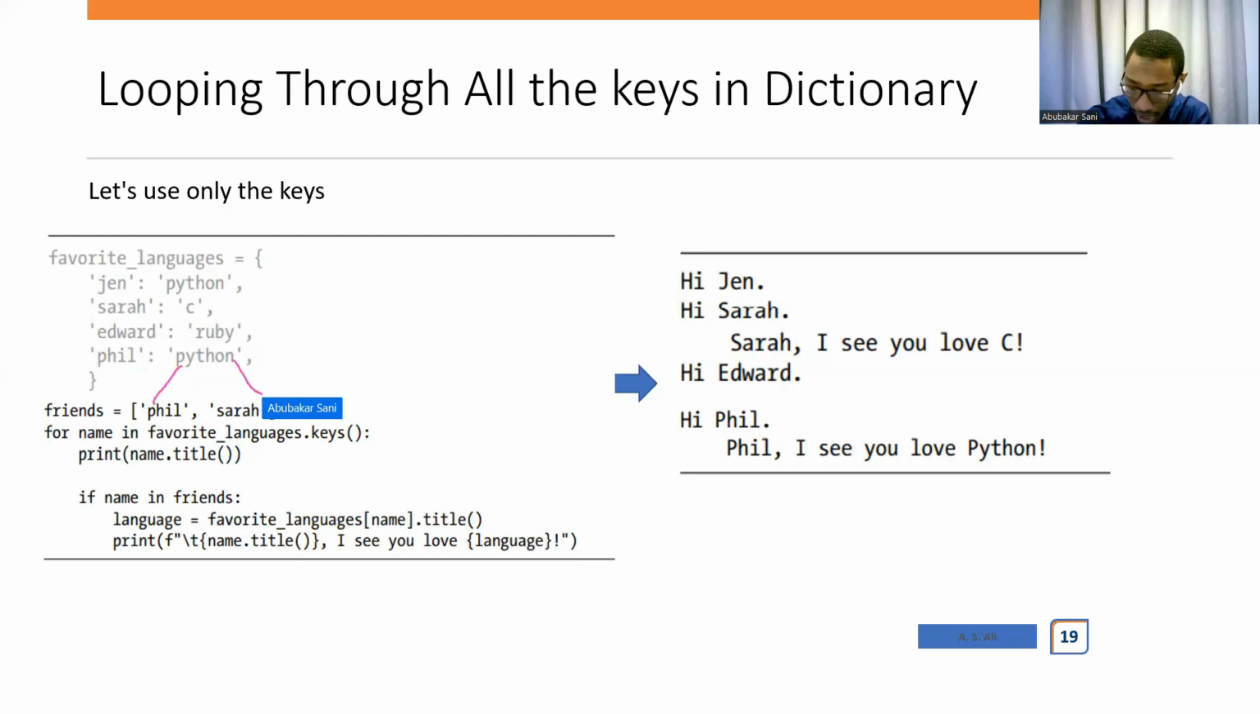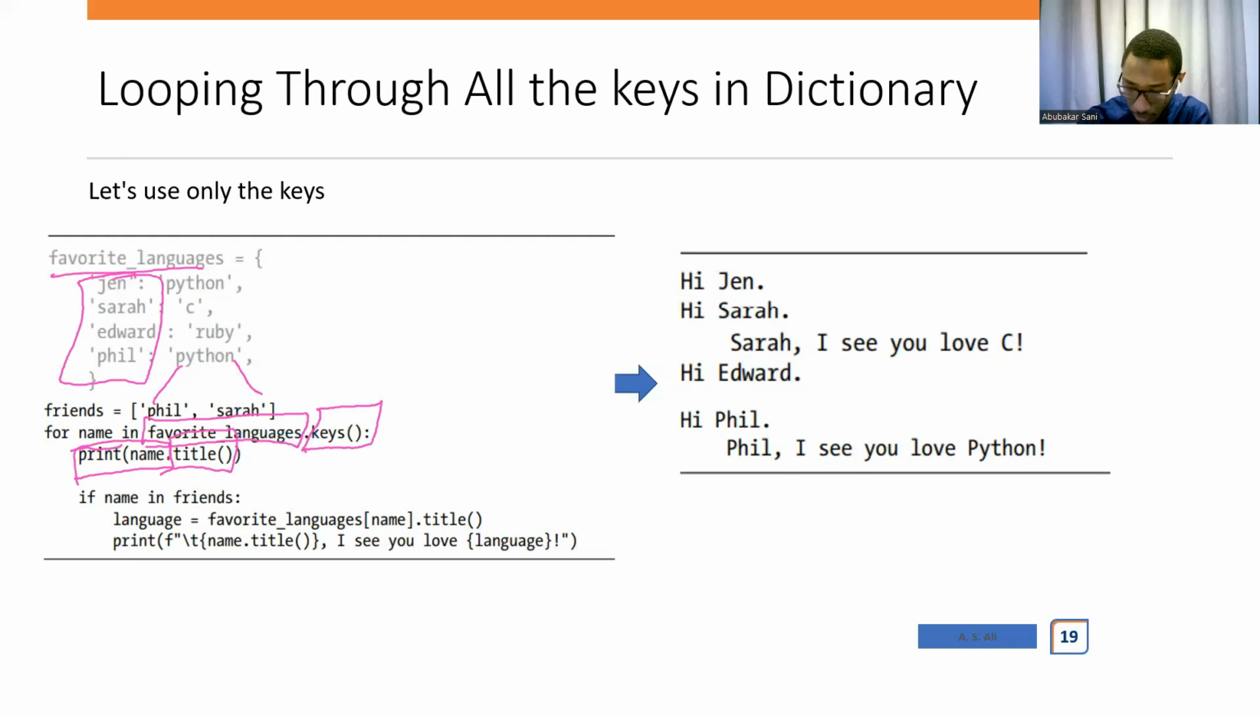So what I can do is I can say for name, because the keys are the names. Okay, so for name in favorite languages, which is the name of the dictionary, dot keys. This is important. If you forget the dot keys, it's just going to be assumed by default also the keys. So dot keys, print name. Okay, this will print name Jane, Sarah, Edward. But the dot title now will make the names in title case.